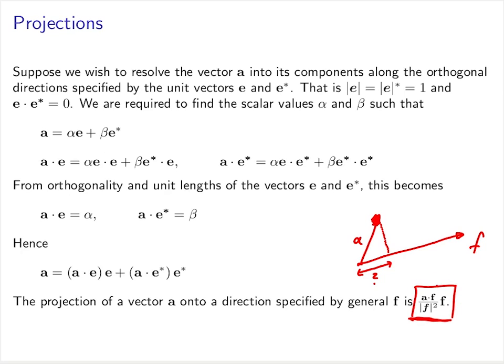The scalar product between A and F divided by F squared, so the length of F squared, times F. So this is a scalar, this is a scalar, this is a scalar, but this is a vector. So this quantity is actually the length of A projected onto F. You may think about why the terms, the scalar product of A and F and the length of F squared, are necessary to produce this length. That's a good exercise.